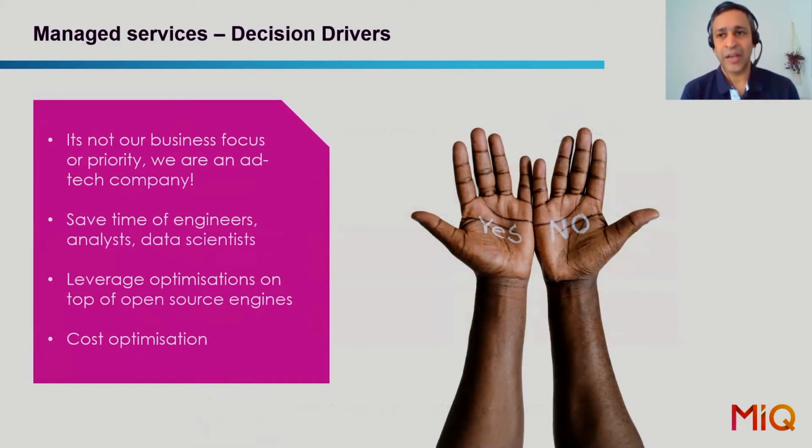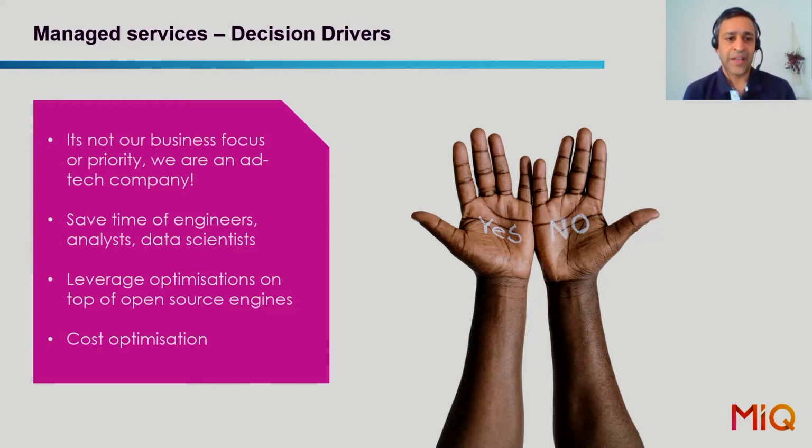The first thing is a realization that it's not our business to be managing clusters, building capabilities like auto scaling, or figuring out the right optimizations in the underlying engines. We are an ad tech company, and we are better off focusing our priorities on our business requirements and our features, and leveraging the likes of Qubole and specialized providers for that.